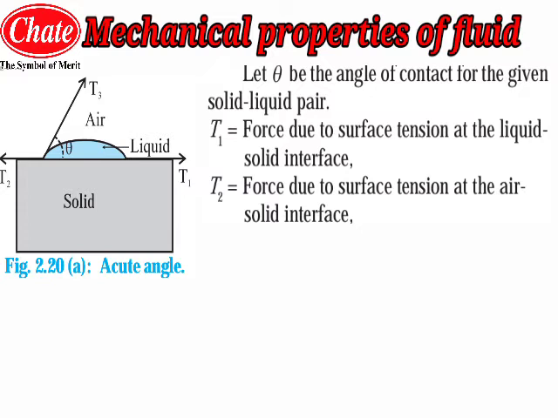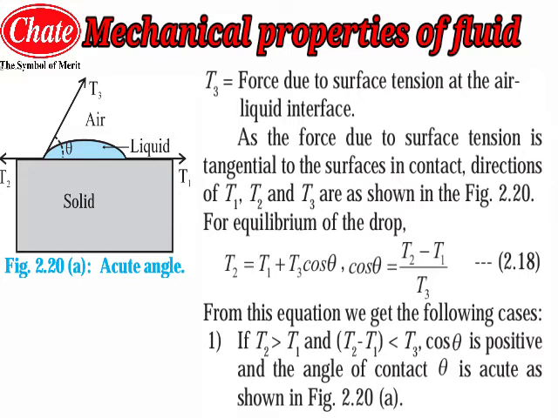So T1 is equal to the force due to surface tension at the liquid-solid interface. Now T2 will be the force due to the surface tension at the air-solid interface. So T1 is the interface between liquid and solid, and T2 is the interface between air and solid. These two differences you have to note. Now T3 is the force due to the surface tension at the air-liquid interface. So these are the T1, T2 and T3 considerations.